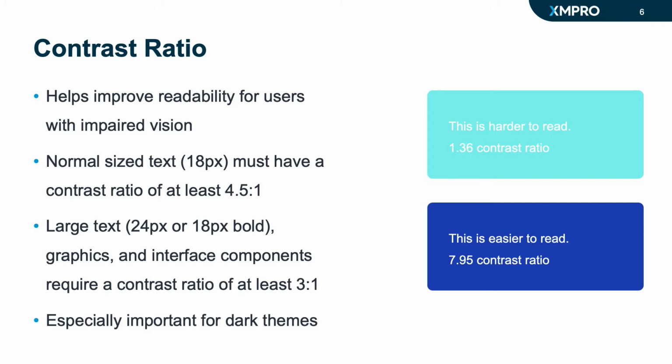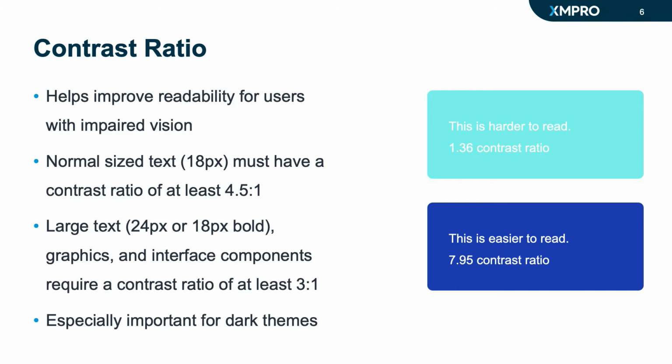So in this example on the right, you'll see the top card is much harder to read than the one beneath it. The typeface, font size, and font color are exactly the same. The only difference is the contrast between the background and foreground colors.